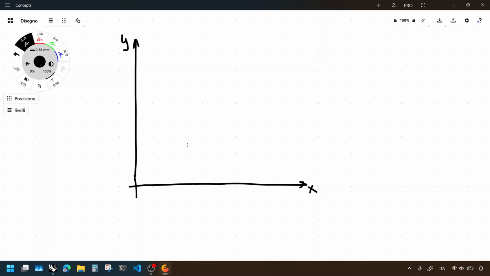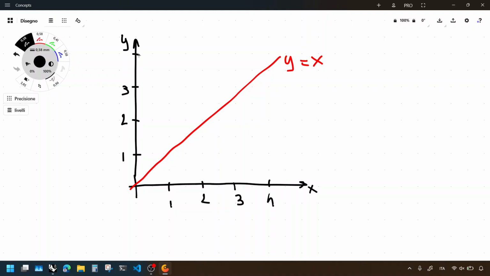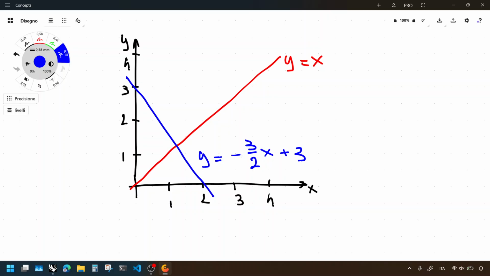And let's say in this case we have some lines. Maybe we have this, which is y equals x. And then let's define some coordinates so that we have a reference: 1, 2, 3, and 4. And we can draw another line, maybe going through 3 and 2. So this line would be minus 3 over 2 x plus 3, the intercept here. So we have two lines now.